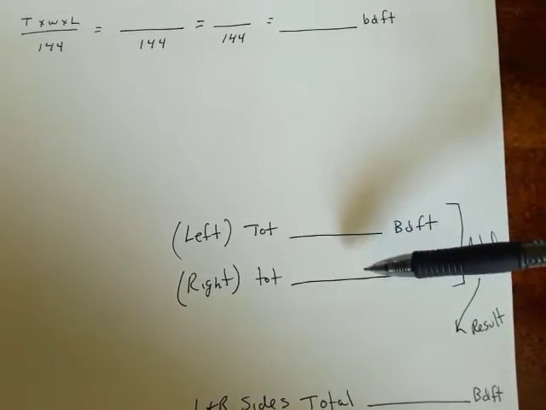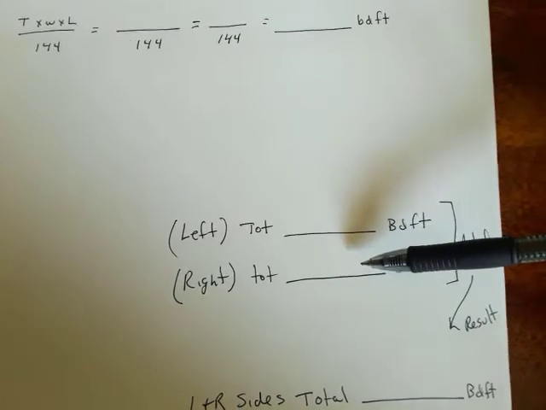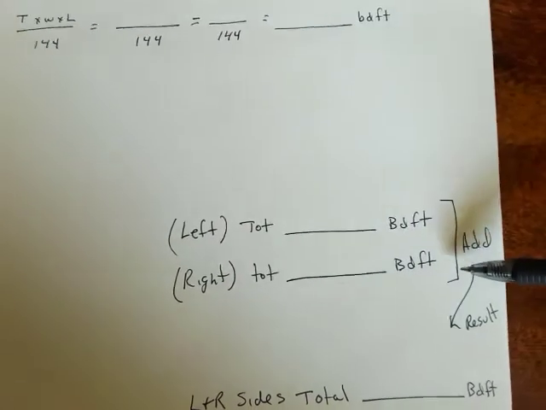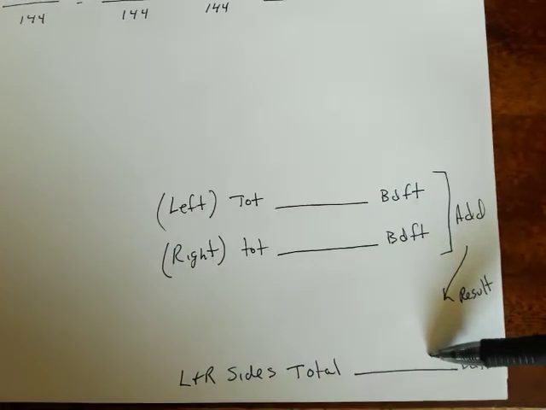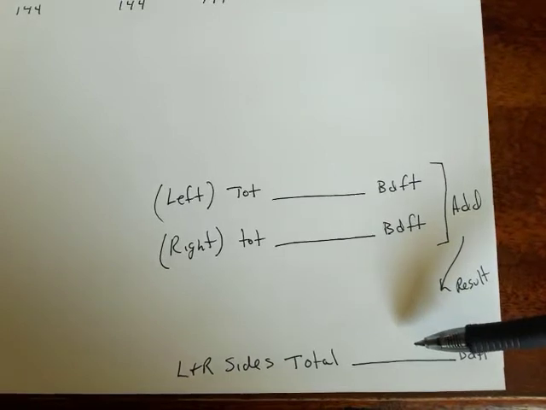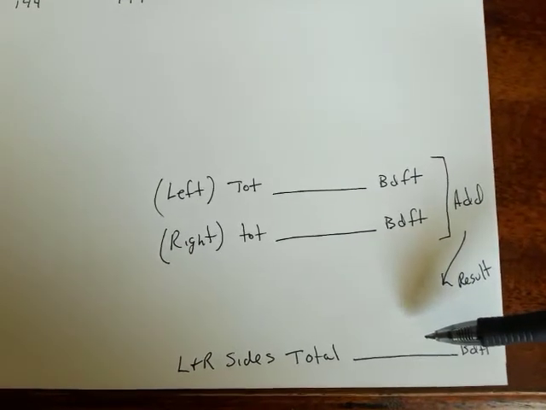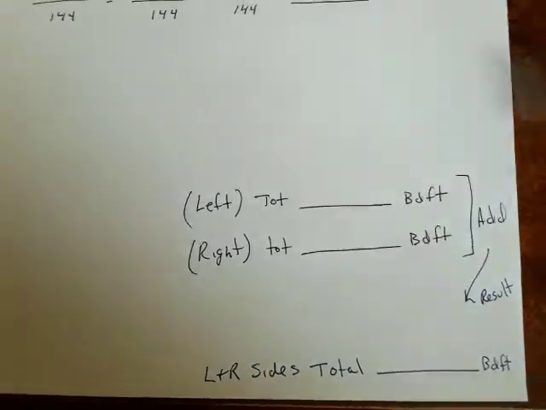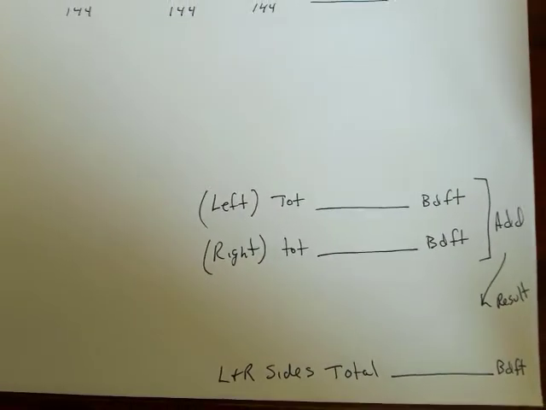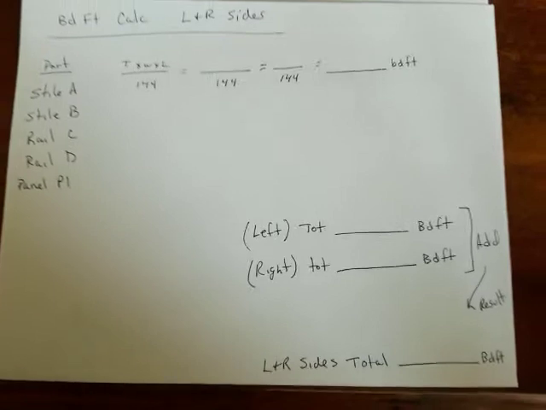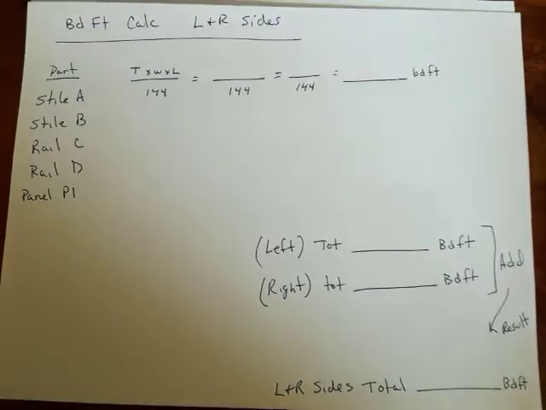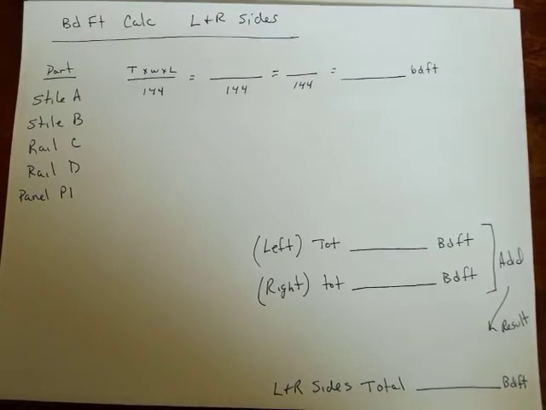Of course, the right side is going to be the equivalent amount. We don't have to do this twice. We're just going to add those together, and that will be our result for the total board feet in that area right there. Along with this, you're going to have a technical drawing, a parts list, and of course the calculations for board feet. So follow the instructions on Schoology on how to submit that.